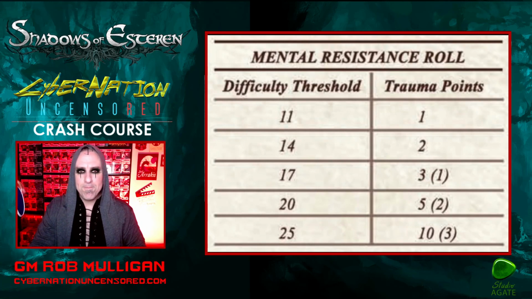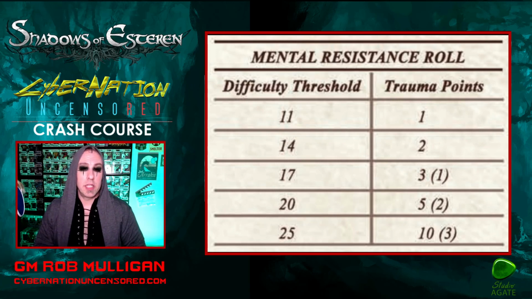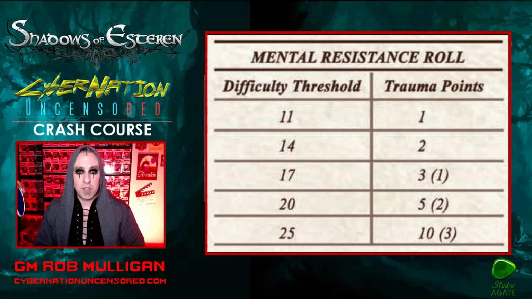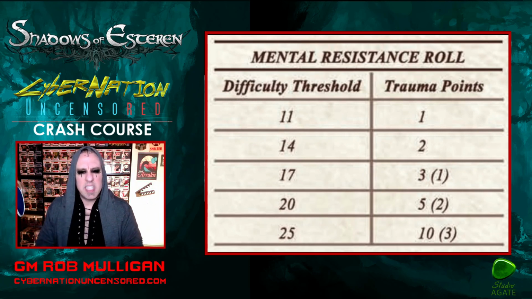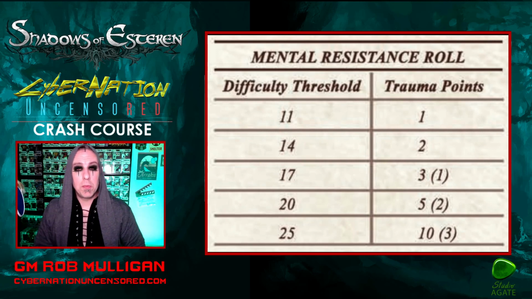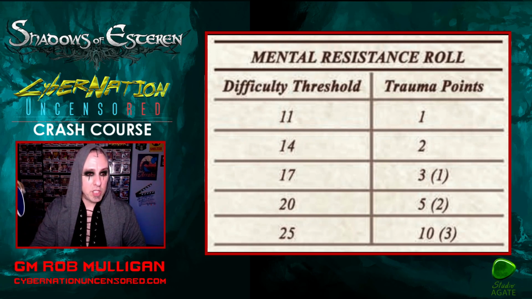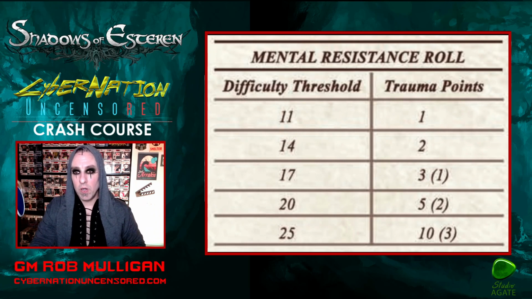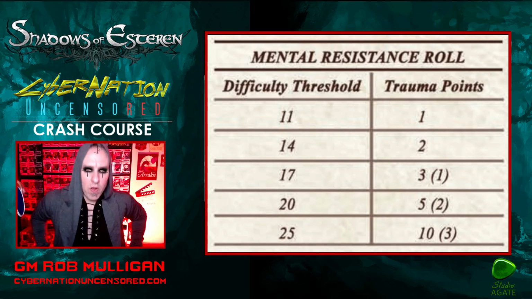Let me bring up the mental resistance difficulty threshold and trauma points. The game leader is going to set a difficulty threshold based on the situation. And again, there's no right or wrong way to set this. Maybe the really extreme situations might have a threshold of 20 or 25. Average might be like 17, 14. 11 might be the easiest of mental resistance situations, right? You're going to see the trauma points here. These are basically what you're going to be checking off on your sanity chart over here that I showed you as you fail. But let me go into failing and succeeding and all that sort of stuff.